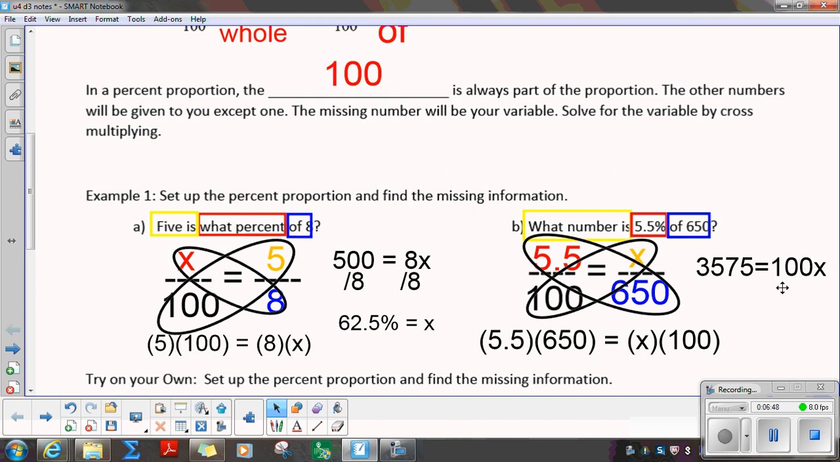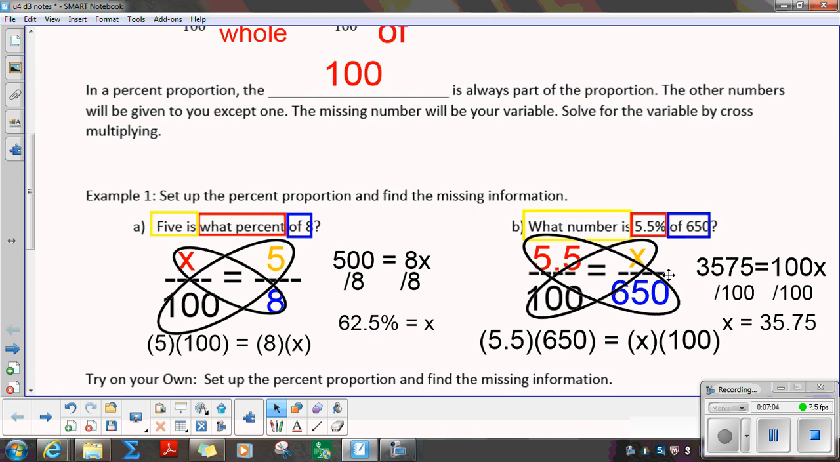To get x by itself, I just divide by 100 on both sides. So I get x equals 35.75. They didn't tell me what this number is representing, so I can just leave it as 35.75.